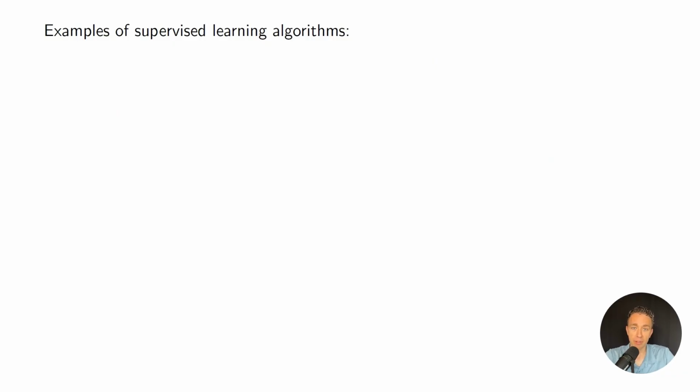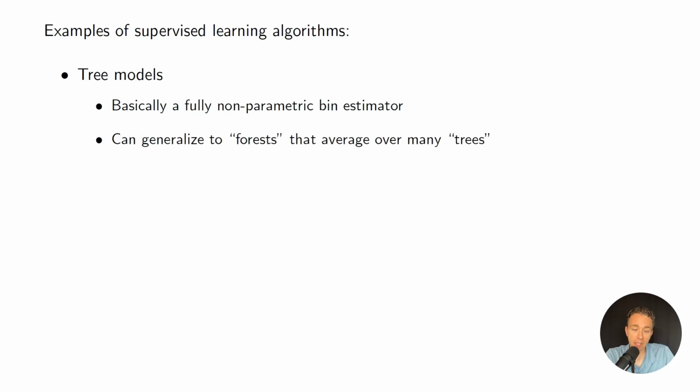supervised learning algorithms. These include tree models, and basically tree models are a non-parametric bin estimator that makes splits in smart ways that avoid sparse cells resulting. So if a split would result in an empty cell or a really small cell, then it's going to merge it with an adjacent cell. And we can generalize this into forests, which are large numbers of trees. So if you've heard of something called the random forest before, that is having to do with a tree model.